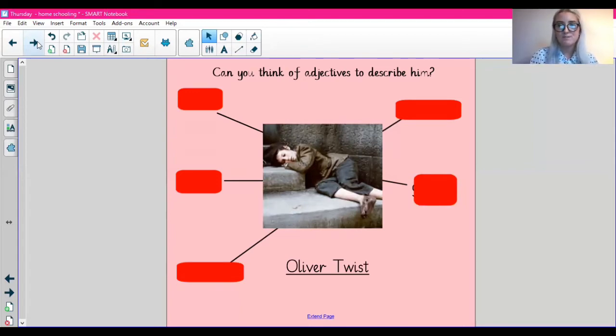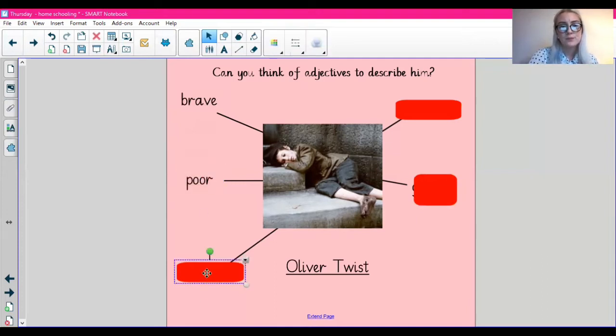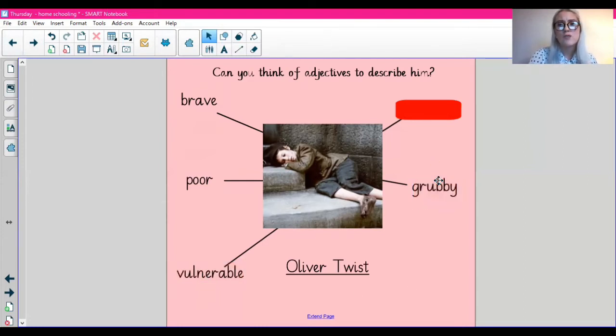My adjectives for Oliver Twist are brave, poor, vulnerable, it's quite a big word, grubby, and young. So those are the adjectives I've chosen to describe Oliver Twist.